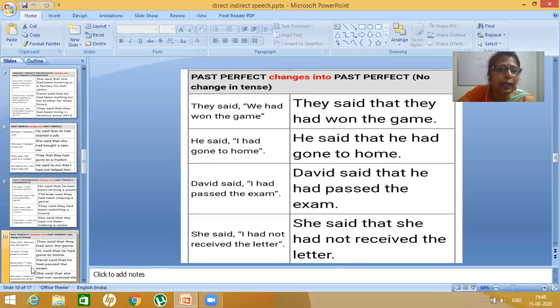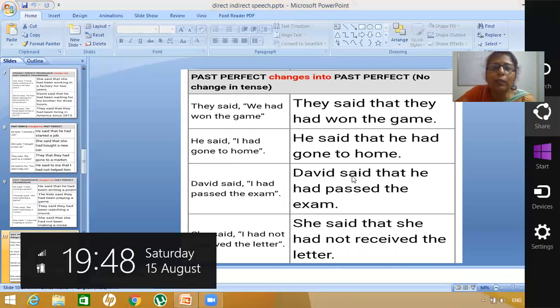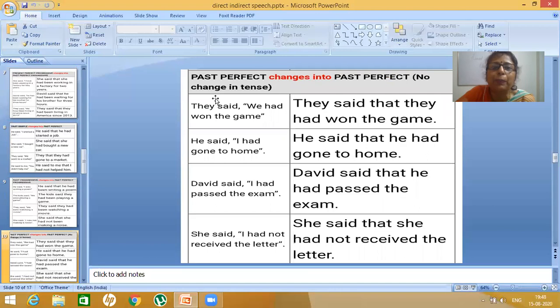Let us come to the next slide now. Past perfect changes to past perfect. Now what does this imply? That means no change in tense will take place when the sentence in direct speech is in the past perfect form. They said, "We had won the game." They said that they had won the game. So no changes there. What change have we made?